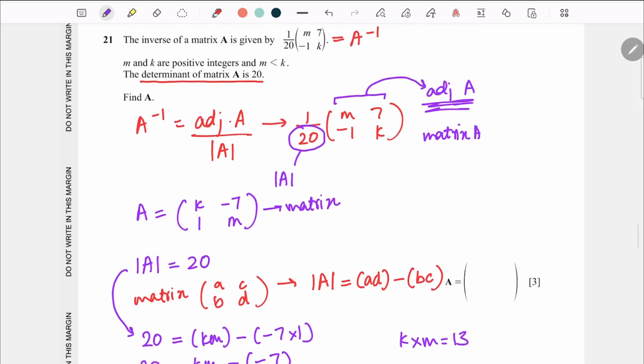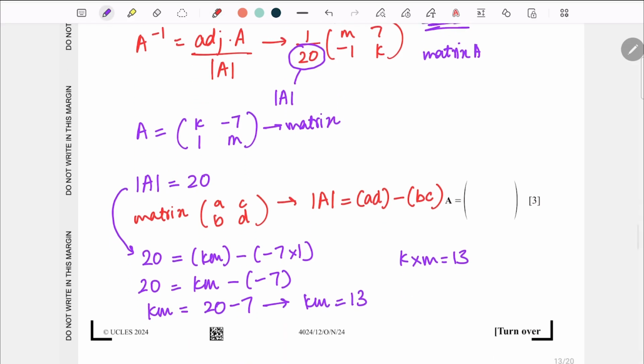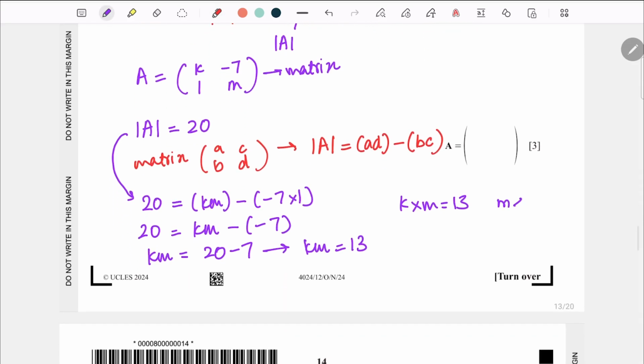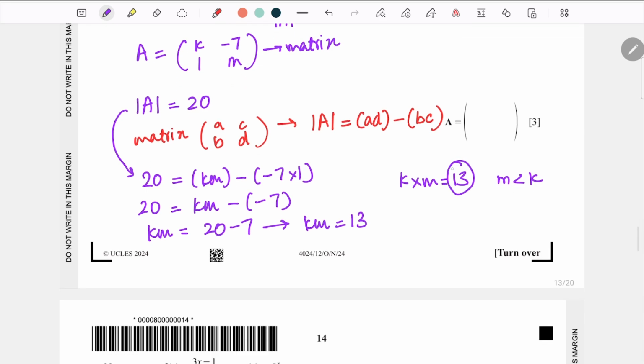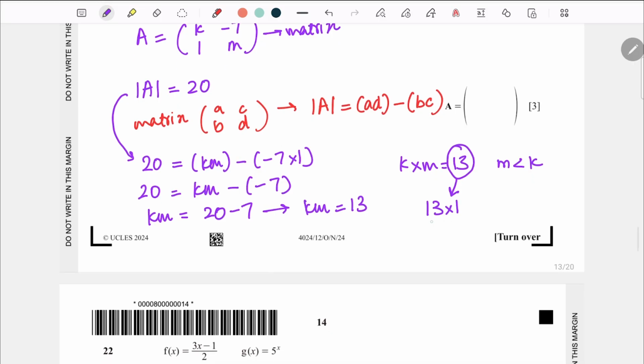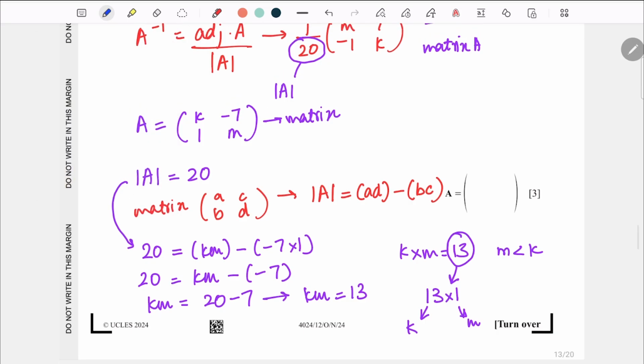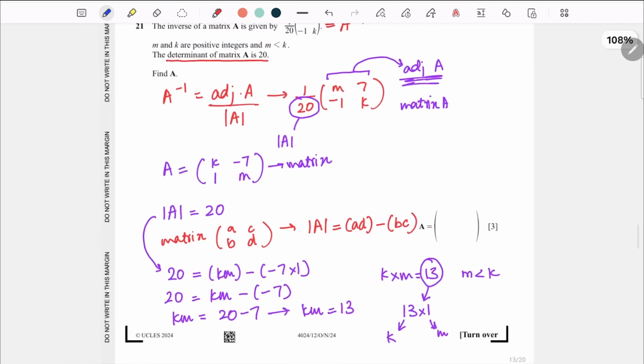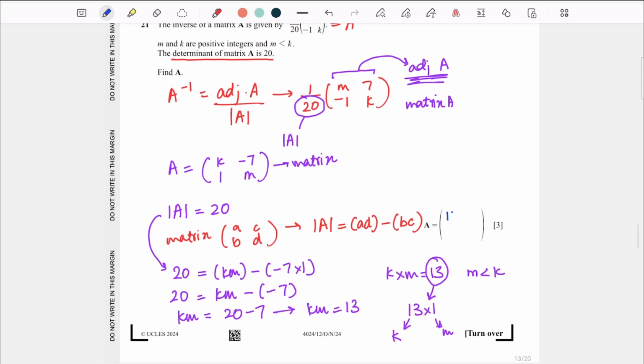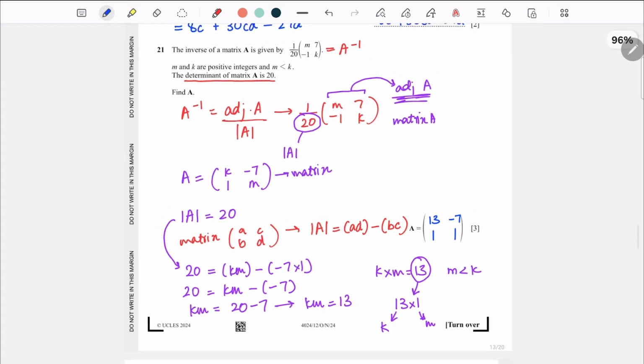Now the question was telling us that m is less than k. This is our restriction. So if m is less than k, 13 is a prime number. It can only be obtained when 13 is multiplied by 1, because it doesn't appear in any other table. So by default, because m is smaller, 1 will be m and 13 will be k. So my final matrix will be k, that is 13, 1, minus 7 and m, that is 1. This is going to be my final answer.